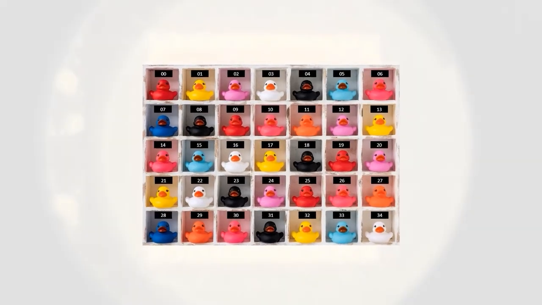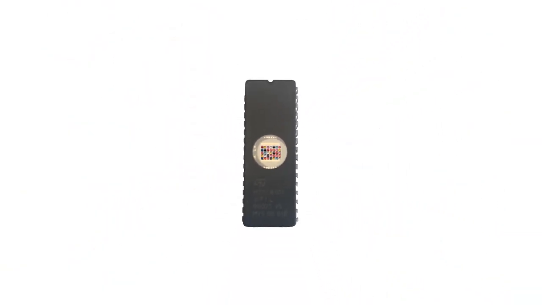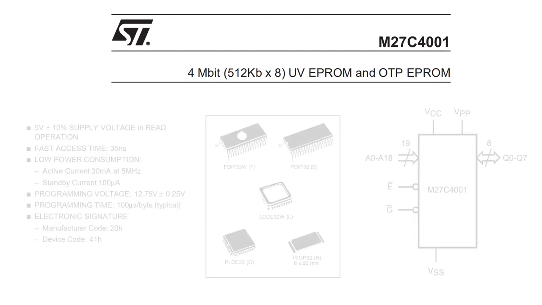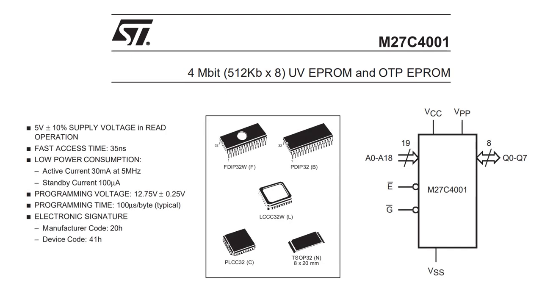These pigeonholes are a metaphor for what's actually going on inside the chip. This is the other EEPROM I've used in the build, the 27C4001. It only stores half a megabyte of information and has 32 pins instead of 42. It's arranged as 512k by 1 byte, and apart from the size and the number of output pins, these chips are very similar. So for this description part of the video, I'll use them interchangeably a bit.